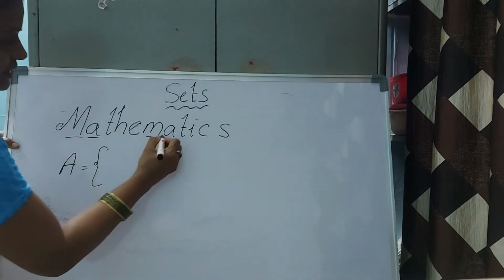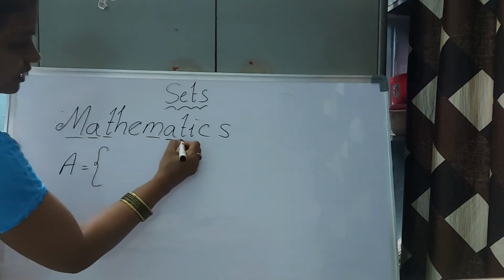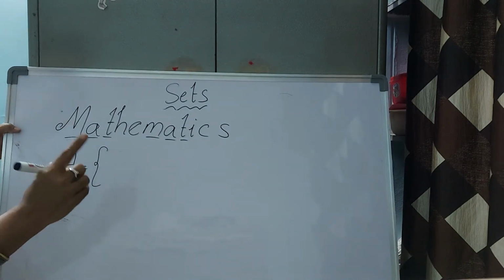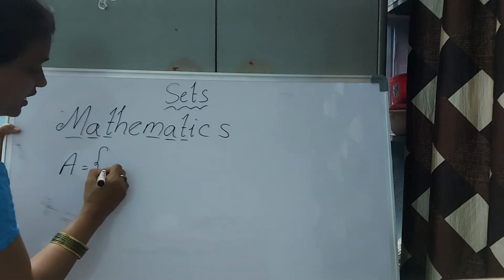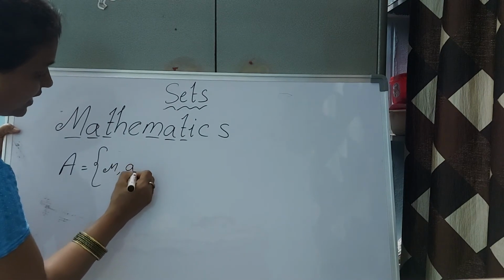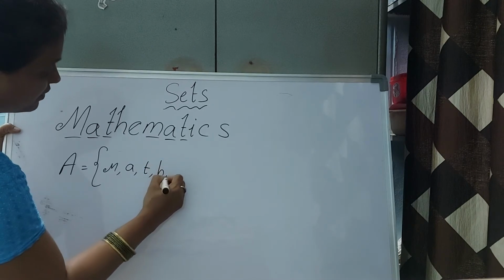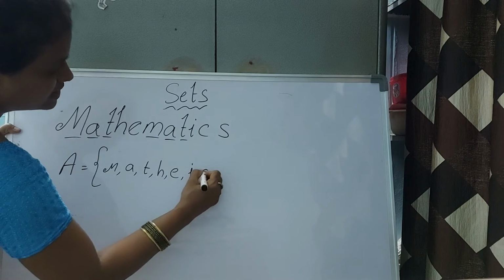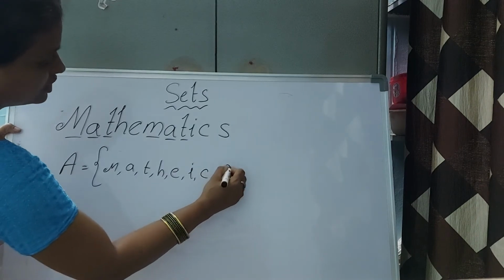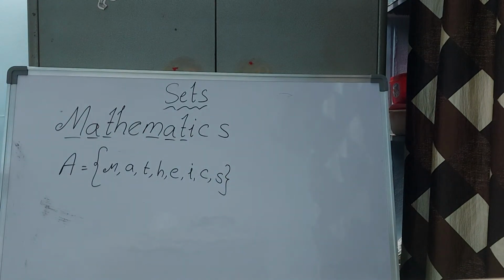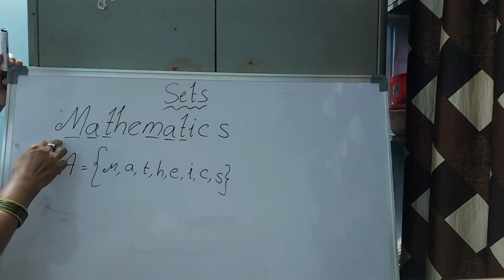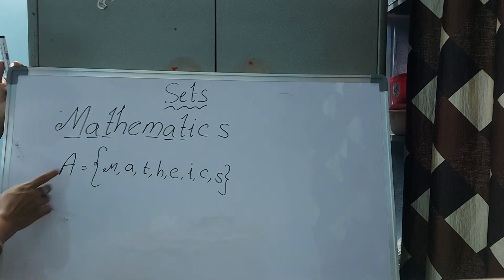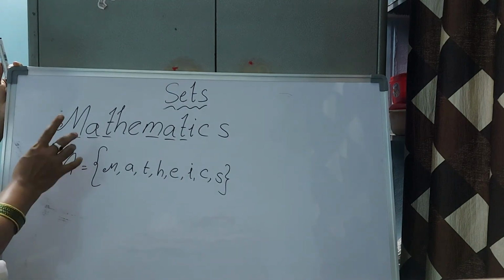A is also repeated twice. T is also repeated twice. So we have to write each only once while writing the roster form. M, A, T, H, E, and again you should not write these, I, C, S. These are the letters of mathematics. We should not repeat. M came two times, but you should not write it two times in the roster form. You have to write it only once.